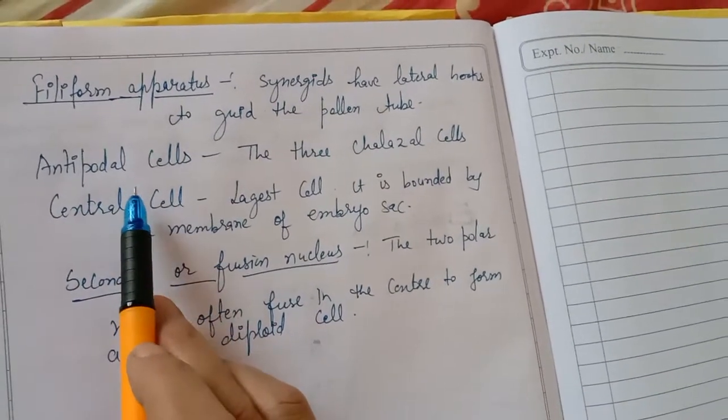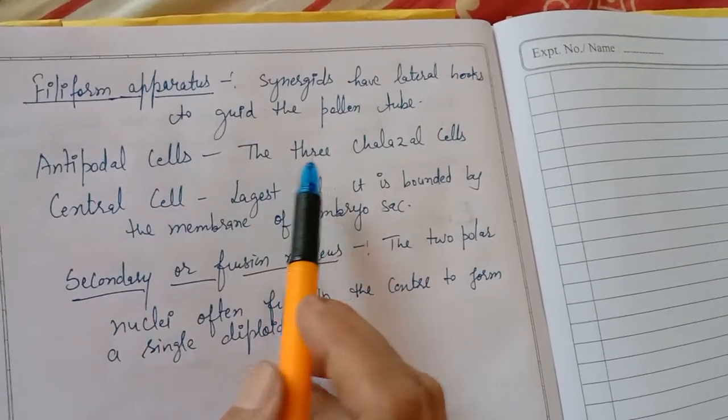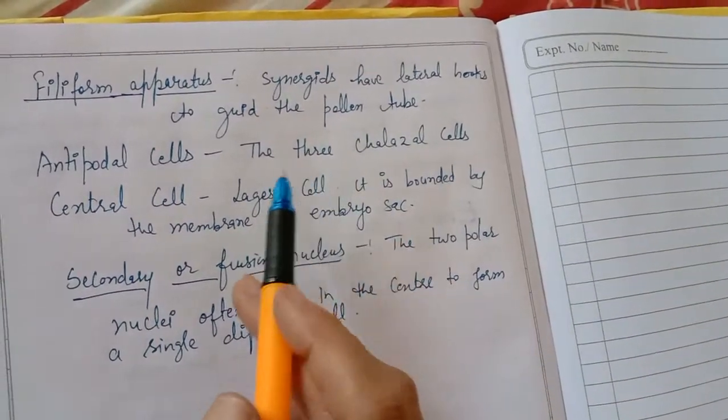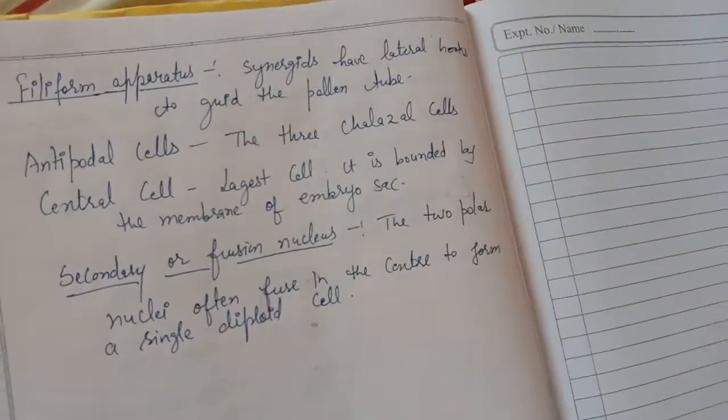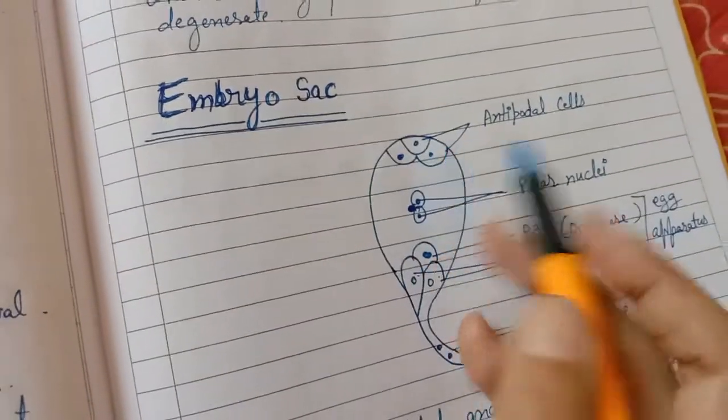They give the way for the pollen tube to fuse with the egg cell, or oosphere. Antipodal cells: there are three chalazal cells. You can easily see these three chalazal cells. They are also called the antipodal cells.